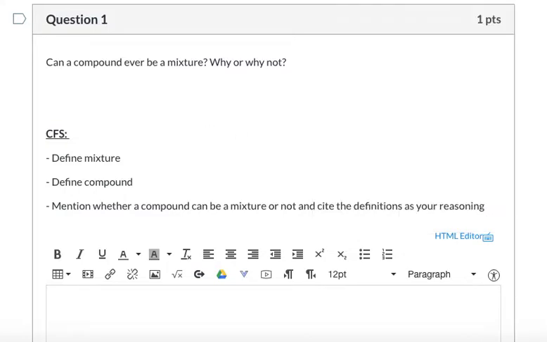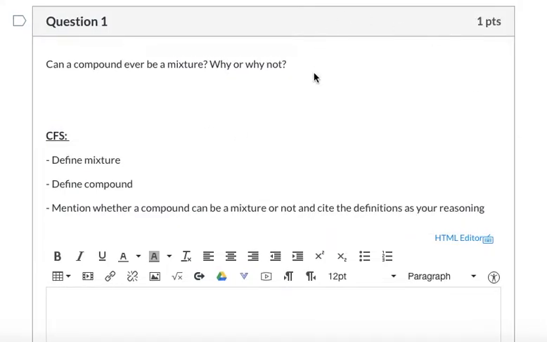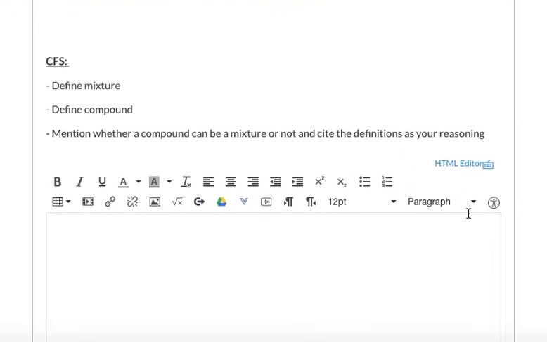Can a compound ever be a mixture? Why or why not? Criteria for success. Define mixture, define compound, mention whether a compound can be a mixture or not, and cite the definitions as your reasoning.